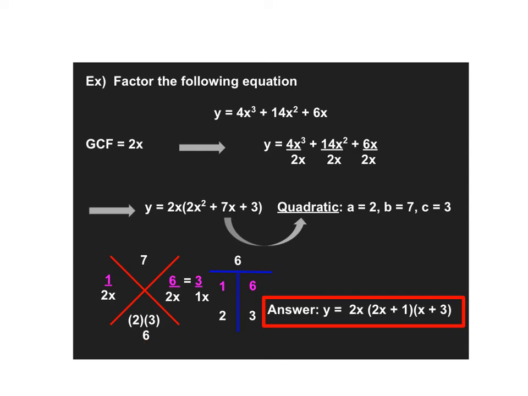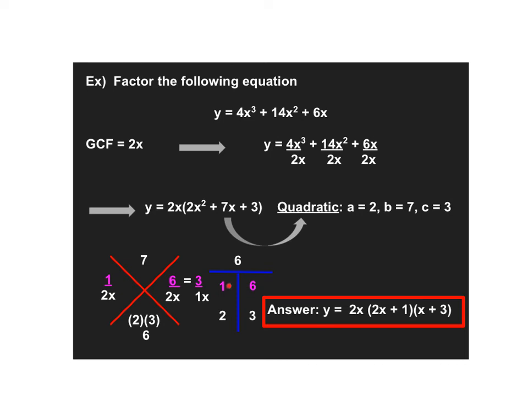Okay, so if you remember, we're looking for factors of 6, numbers that multiply to give me 6, but add to give me 7. So factors of 6 are 1 and 6. 1 times 6 is 6. Factors of 6 are 2 and 3. 2 times 3 gives me 6. Now we just need to pick the ones that add up to give me 7. Well, 2 plus 3 is 5, not 7. 1 plus 6 is 7. And so that's why we use those two values. 1 times 6 gives me 6, the bottom portion. 1 plus 6 gives me 7, the top.